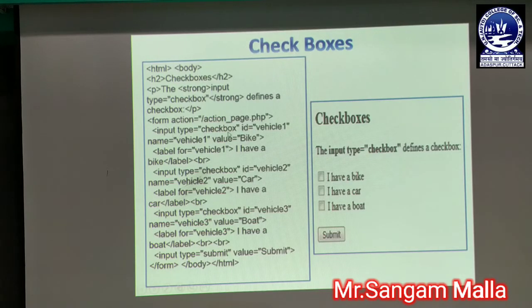So we have given input type equal to checkbox. Whenever I write this, that means a checkbox has been inserted over here with the ID as vehicle1 and name as vehicle1 and value equal to bike. That means whenever we click on this checkbox, the bike value will be transferred to other web pages. Then we have to give a label over here. So we have given the label I have a bike. You can see that label is a container tag, so whatever we write inside the label tag will be printed directly. So I have a bike has been printed over here.